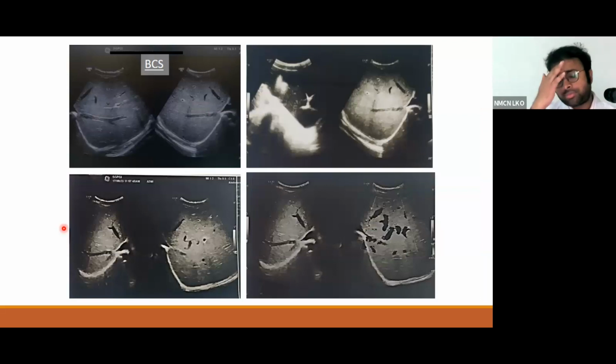So these are the images of a case of Budd-Chiari syndrome. Here we can see central ostial stenosis of the right hepatic vein and short segment central stenosis of the middle hepatic vein. We can see multiple intrahepatic comma-shaped collaterals, which are better visualized on color Doppler images. In the same patient, there was ascites present in pelvis. So this is the characteristic feature of Budd-Chiari syndrome: stenosis or non-visualization of veins with development of collaterals.